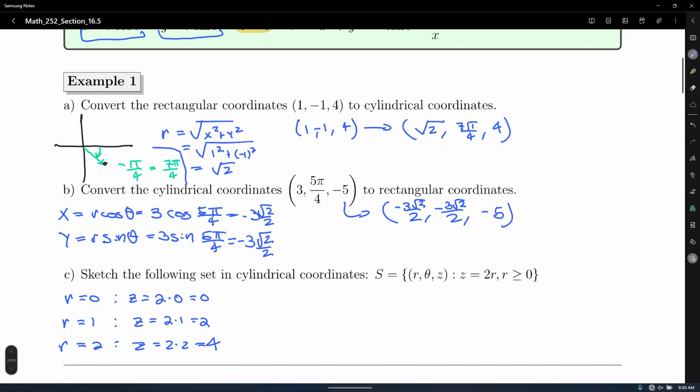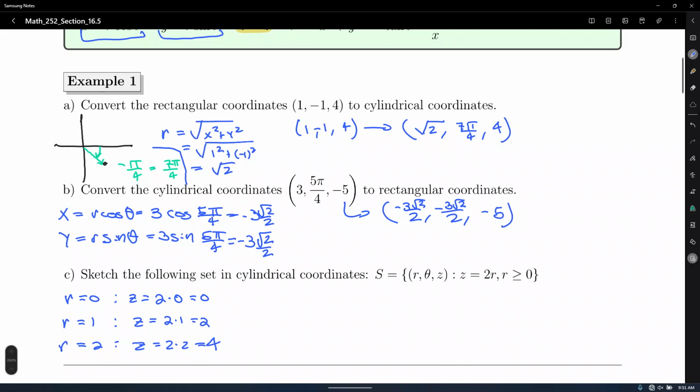But when we talk about r, what comes to your mind when you read r equals a number? What geometric shape makes you think of when you read r equals a number? Circle, right? So what do we have here? R equals 0. Well, that's a circle of radius 0. That's just the origin. We discussed that a few times before. R equals 1, that means a unit circle. R equals 2, that means a circle of radius 2.